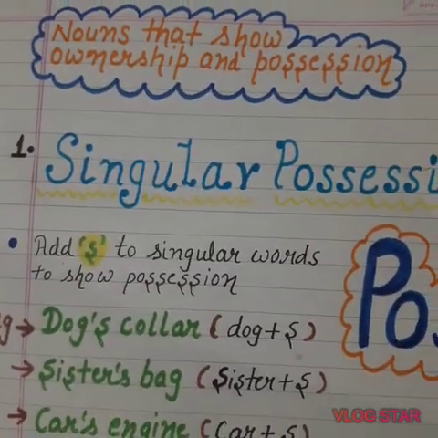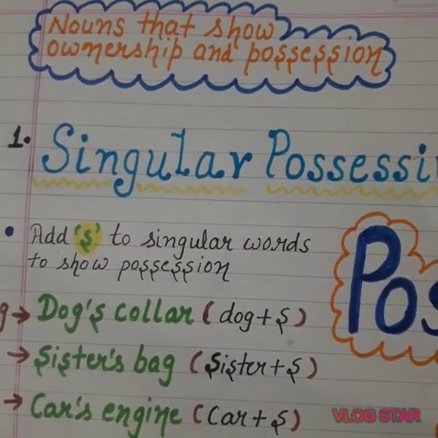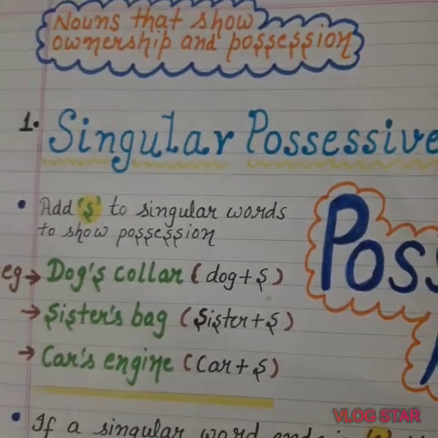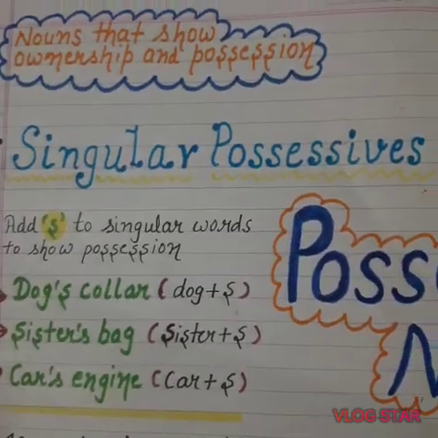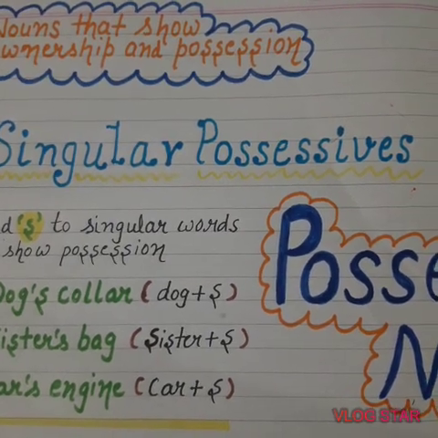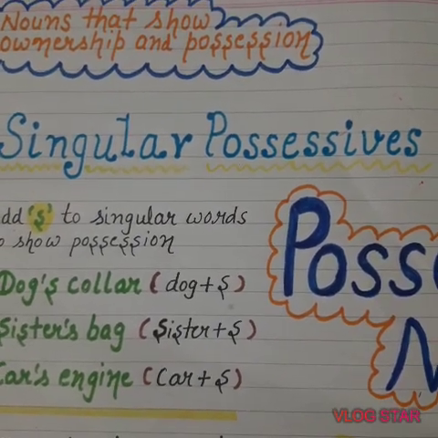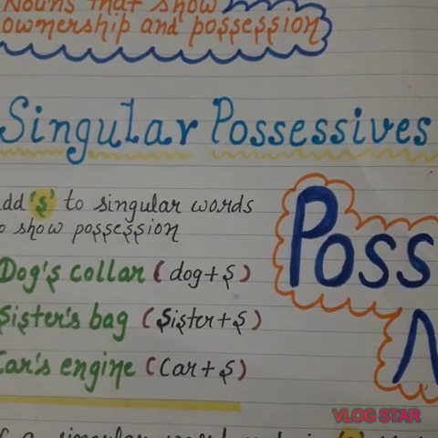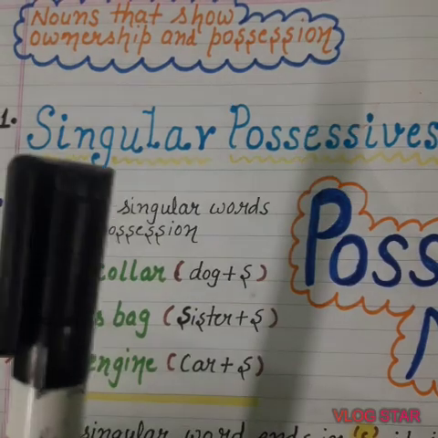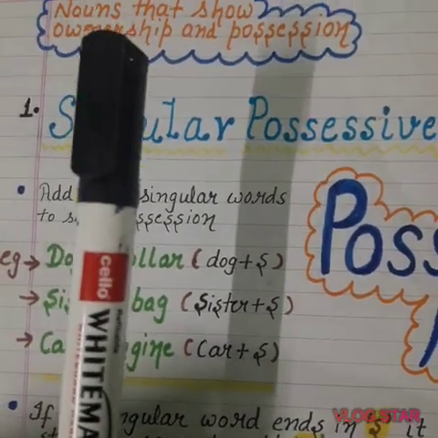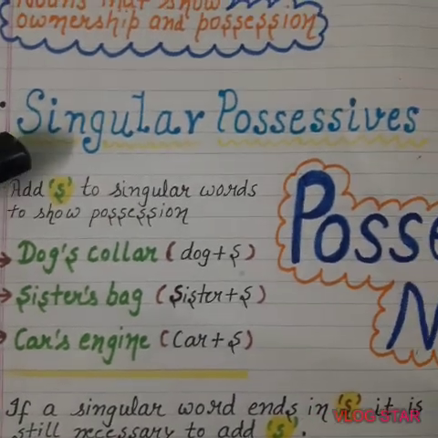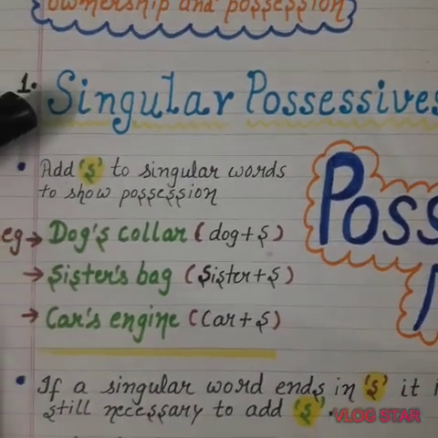Nouns that show ownership and possession. What do you mean by possession and ownership? Possession or ownership means to have something. आपके पास किसी चीज़ का होना. For example, I possess a marker. So first is singular possessive.